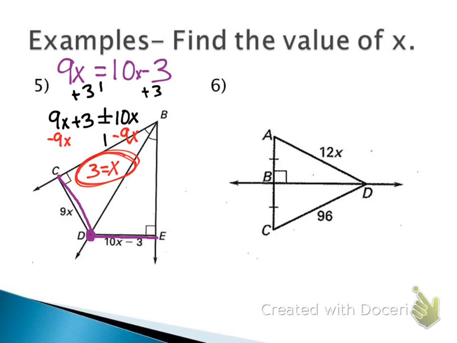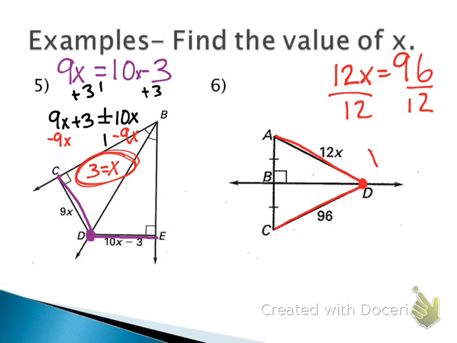All right, very similar problem on 6, but now I have a perpendicular bisector. So what do I know about AD and CD? They're congruent. If they're congruent, you can set them equal to figure out what x needs to be. How do I solve this for x? Divide by 12. So x equals 8. What are your questions?